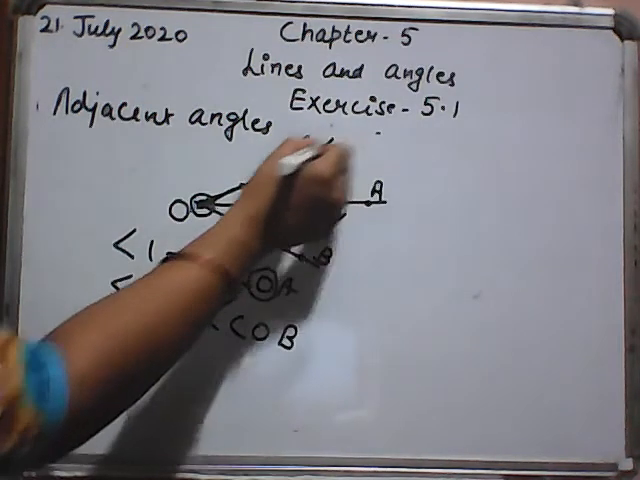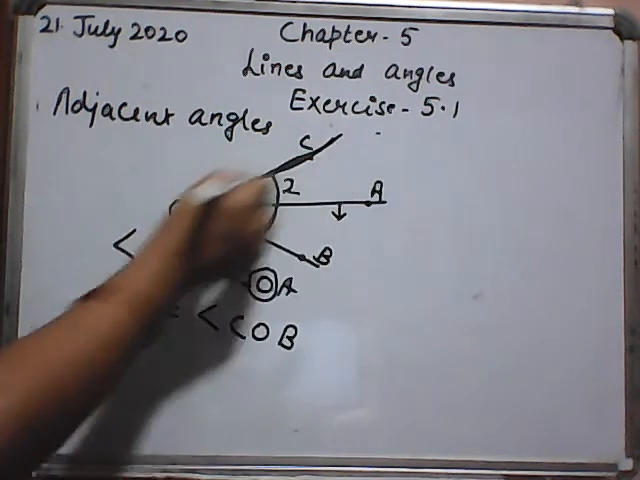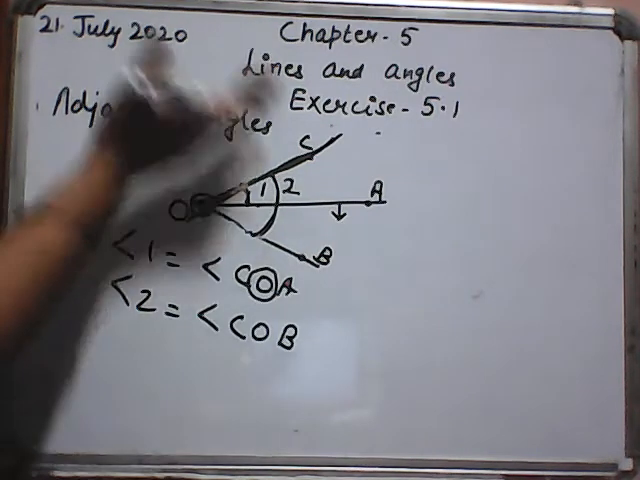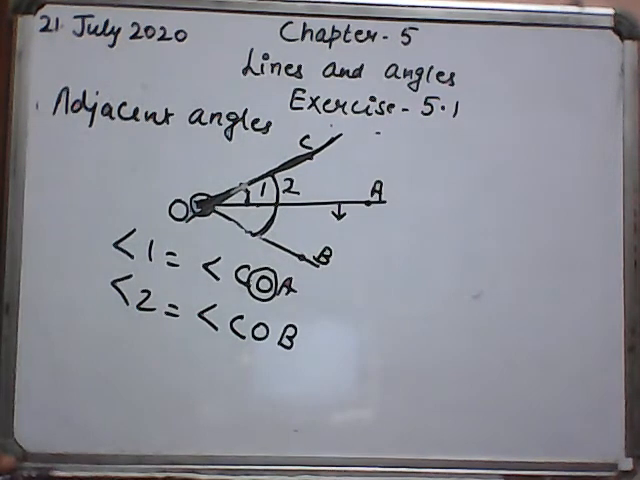OC is the common arm. There are no non-common arms on the opposite sides of OC. That means they don't share a proper common arm. In this way, angle 1 and angle 2 are not adjacent.